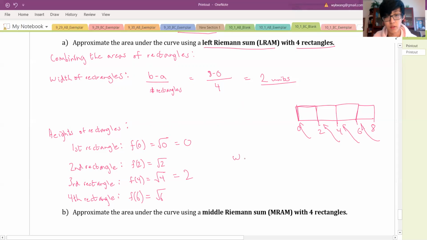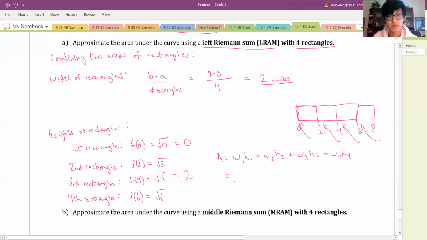I'll say width of the first rectangle times height of the first rectangle plus width of the second rectangle. Let's say the area is equal to width of the first rectangle times the height of the first rectangle plus width of the second rectangle times height of the second rectangle. So width of the third times height of the third plus width of the fourth times height of the fourth.